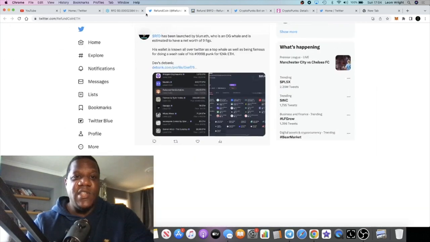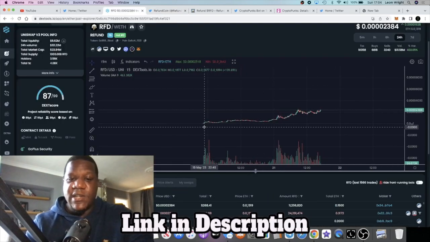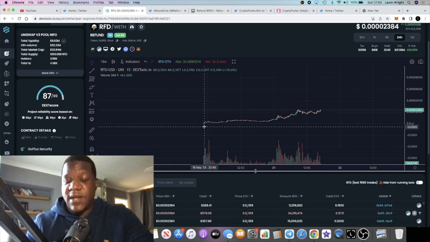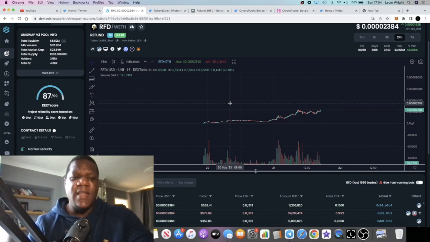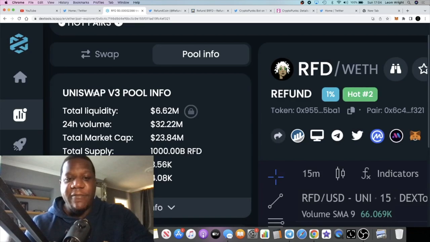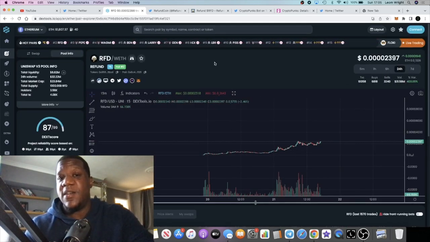If we go to the chart, the chart is looking bullish. It's in an uptrend. This launched not yesterday, the day before yesterday. And it did about 20 something million in volume on the very first day. Even now, 24 hour volume is 32 million. 6.6 million in liquidity. Total market cap 23 million, just under 24 million. So this is a baby, right?